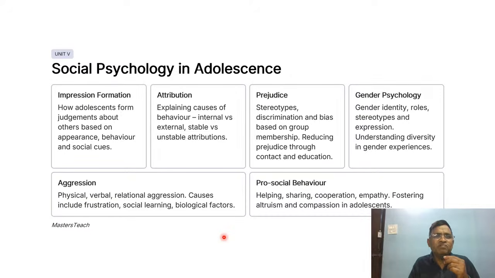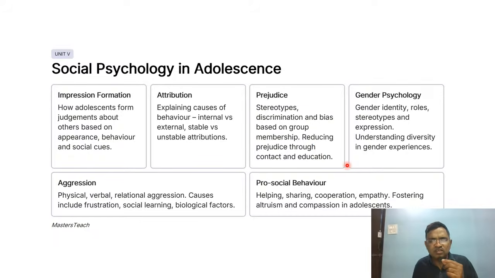Then social psychology in adolescence. Impression formation happens, along with attribution, prejudice, gender psychology, aggression, and pro-social behavior. Impression formation is how adolescents form judgments about others based on appearance, behavior, and social cues. Attribution explains the causes of behavior: internal versus external, stable versus unstable. Prejudice is stereotype, discrimination, and bias based on group membership, reduced through contact and education.